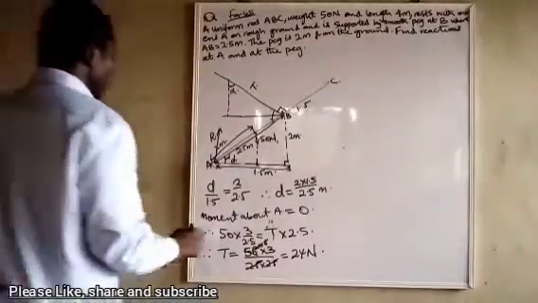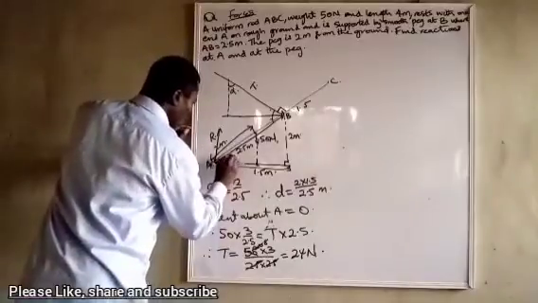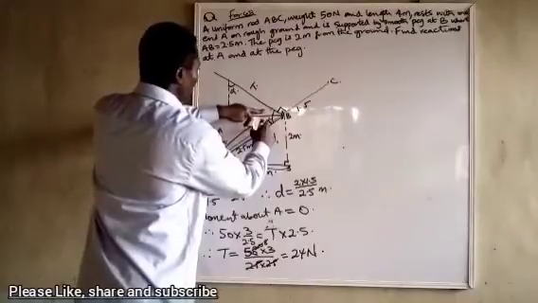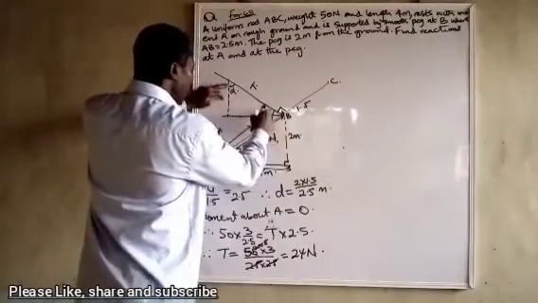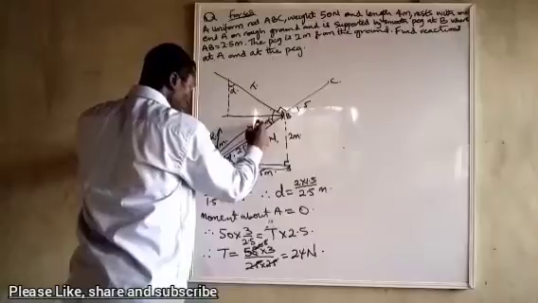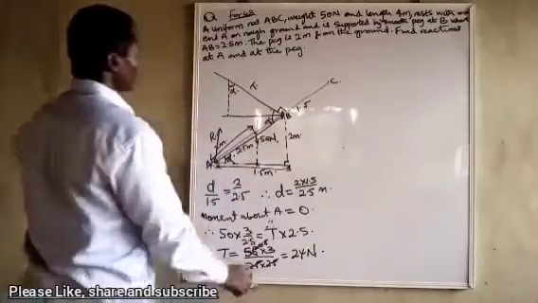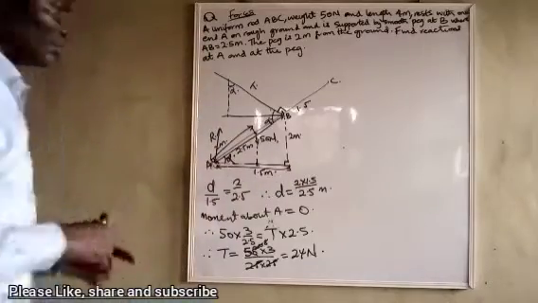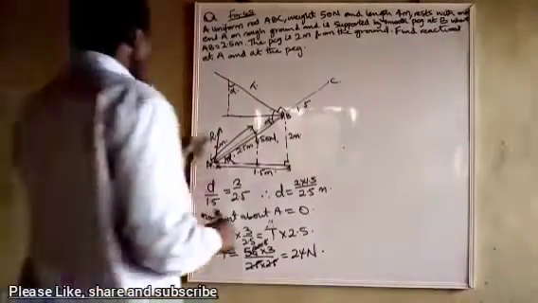I hope you get my analysis. This angle here will be equal to this angle here. And this angle here will be 90 minus this one. This one too will be 90 minus this one. So this one is equal to this one is equal to this one. So to find R will now be easy for me.